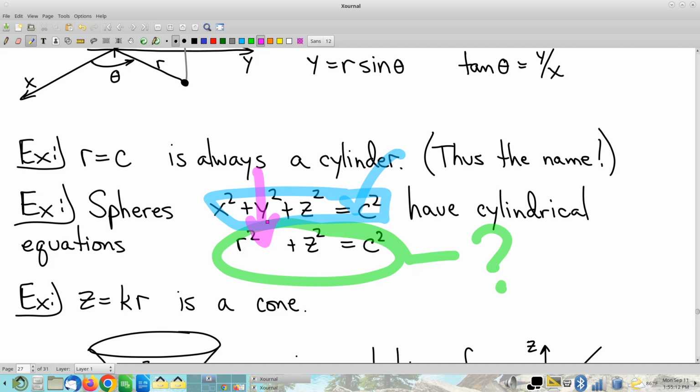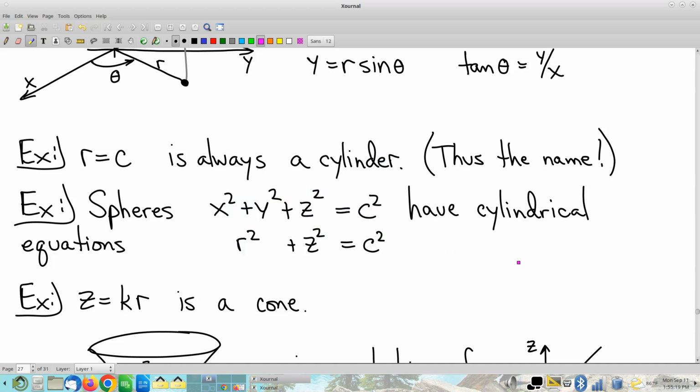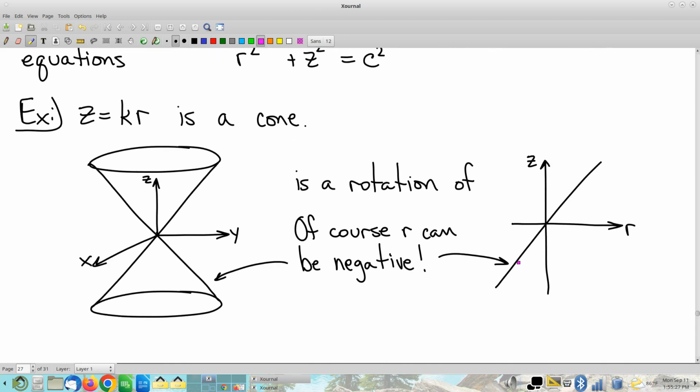So when you say r equals c is always a cylinder, is that if you were holding a constant radius and then varied z and theta, it would just draw it? Yeah, totally, absolutely. Right. Okay, now here's a tricky one.